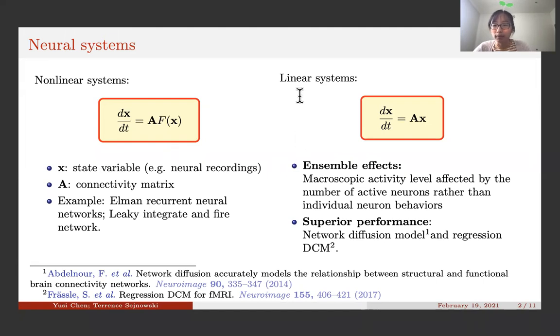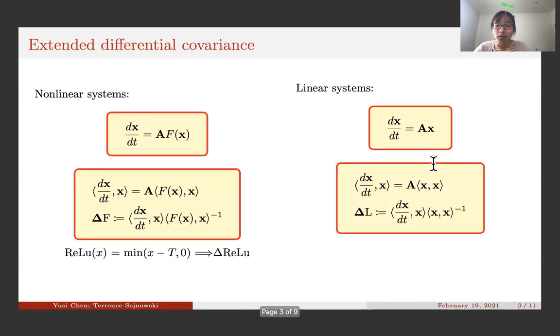And regardless of the nonlinearity at single neurons, at the microscopic level, neural activities can be characterized by a linear system because of the ensemble effect. And we argue that this general view of neural dynamics would help us develop a robust functional connectivity estimator. We term this estimator extended differential covariance.